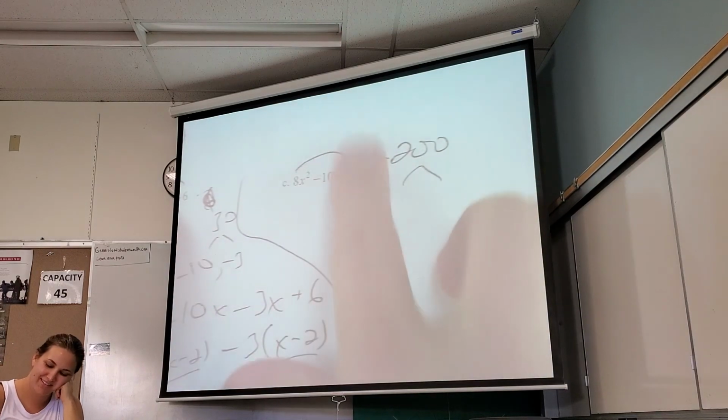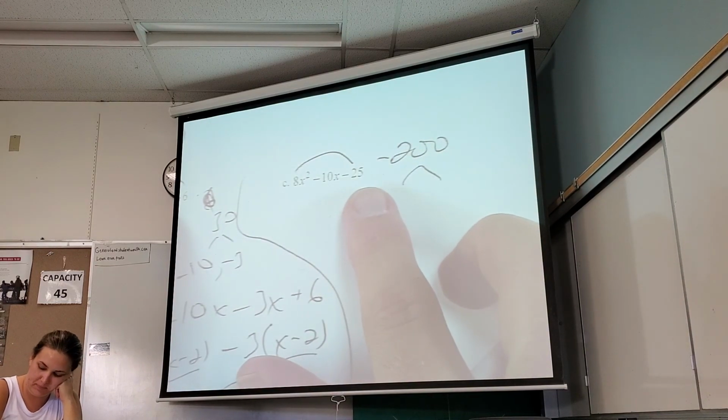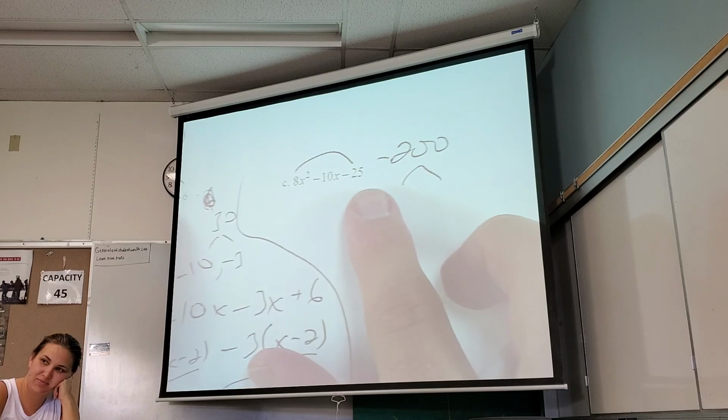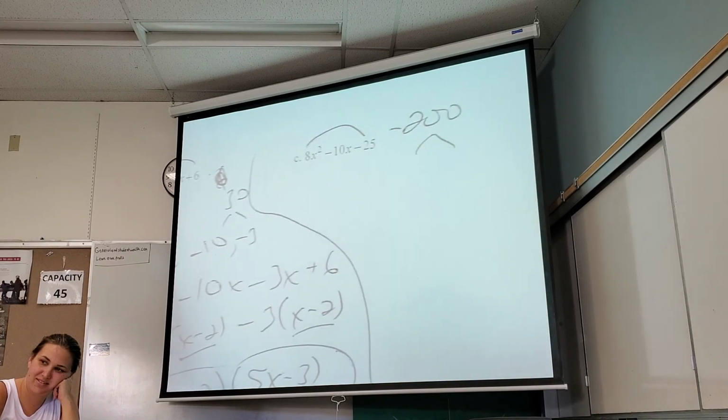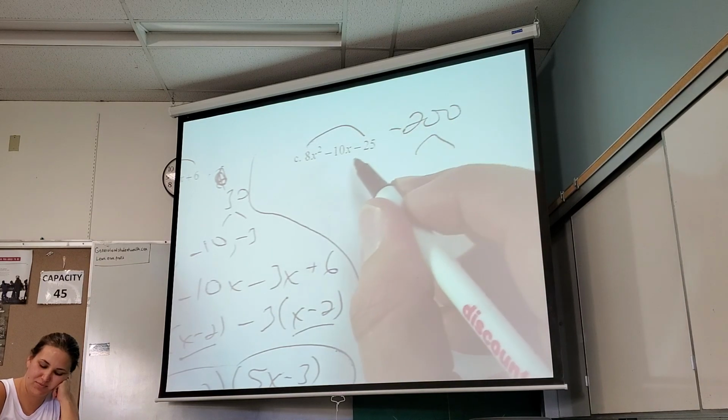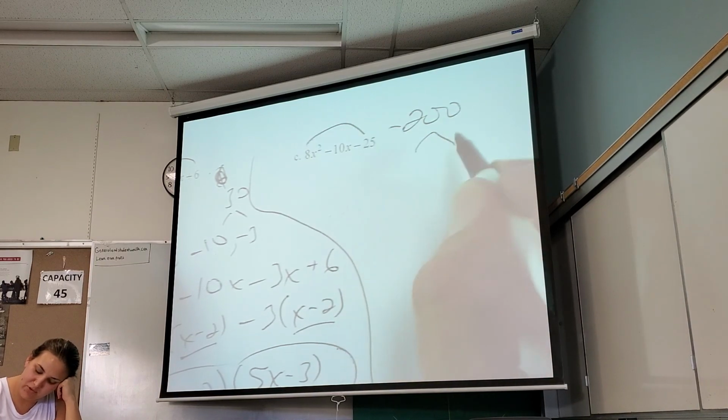Any multiplication by 25, we should be able to do pretty quickly. It's based on quarters: 8 times 100. You ever gone to the laundromat to do laundry? Then you know quarter math. Easy peasy. I have a 2 and zeros. It's easy. So what numbers multiply to negative 200 and add to negative 10? Negative 20 and 10.